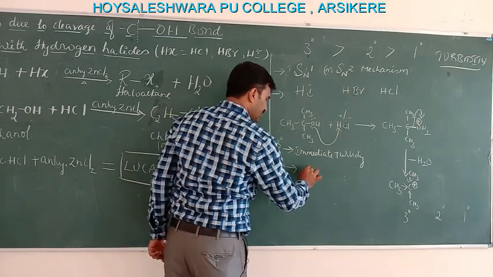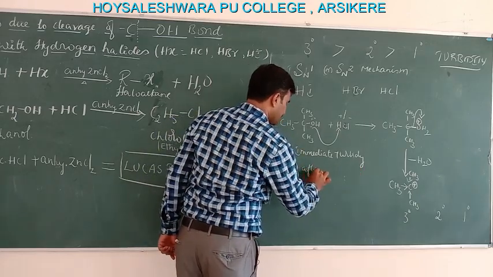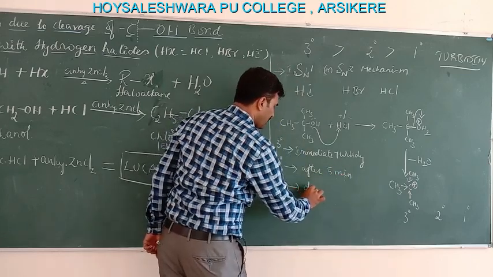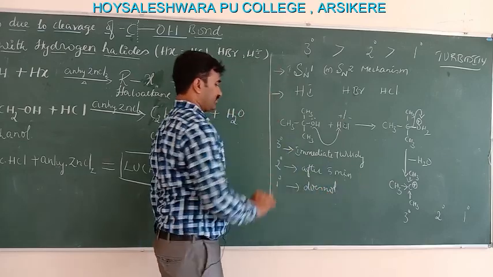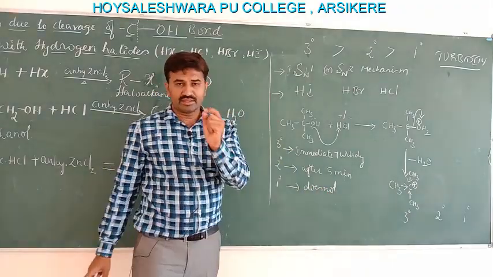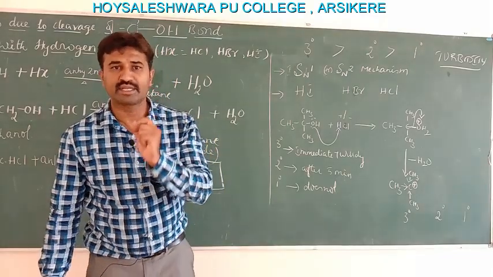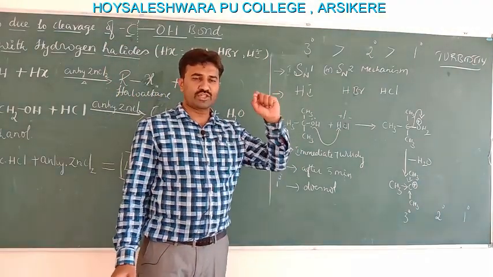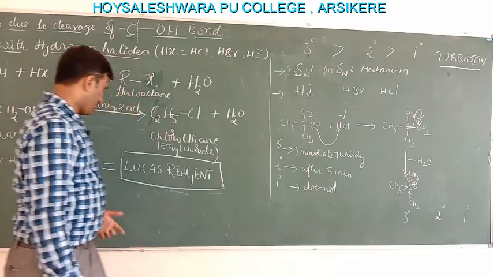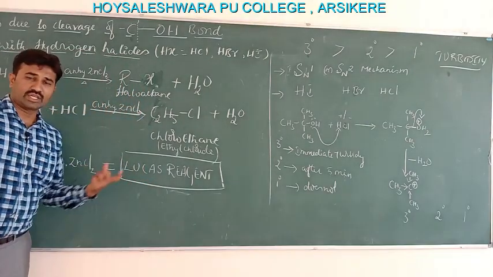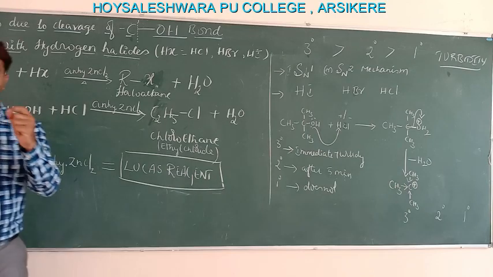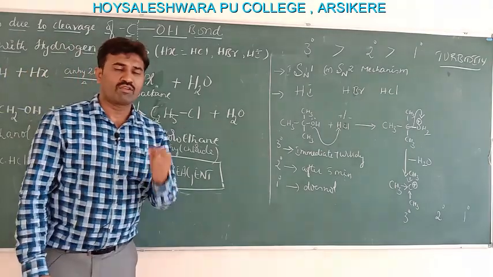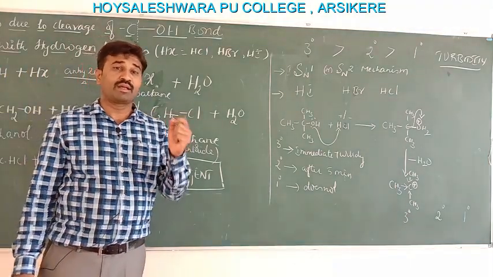Secondary alcohols form turbidity after 5 minutes. And primary alcohol doesn't form turbidity at room temperature. So based on the time taken to form turbidity, that is the chloroalkane, the alcohols can be distinguished into tertiary, secondary and primary by Lucas reagent. Lucas reagent is a mixture of concentrated HCl and anhydrous zinc chloride. Again, it is a very important question from the exam point of view, both practical and theory.